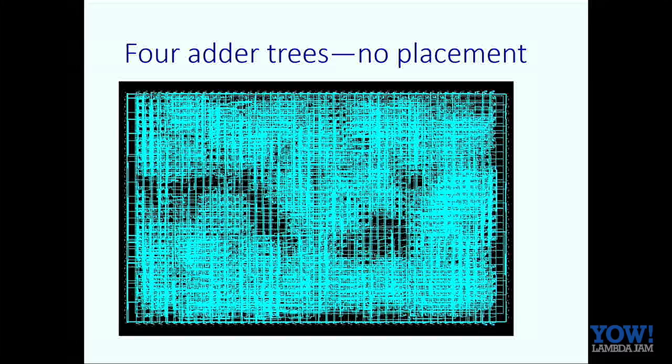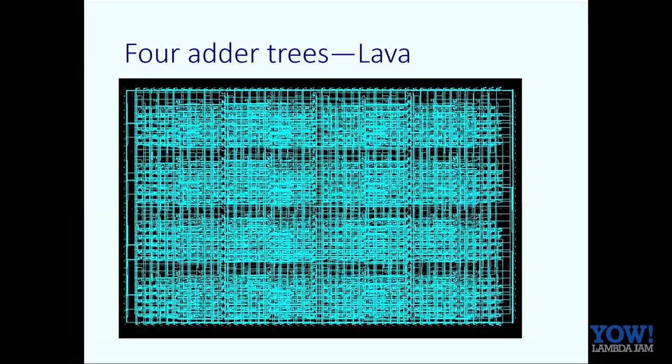As you can see, it's a dog's breakfast. Here's what you got from Lava, where the structure is regular and clearly visible. And the difference that makes is, A, this will perform better, but more importantly, because it's laid out efficiently, it'll fit on the chip. And for many problems, there were many Xilinx customers who had problems that were just too big to fit. And Satnam was able to fit them by reprogramming them in Lava.